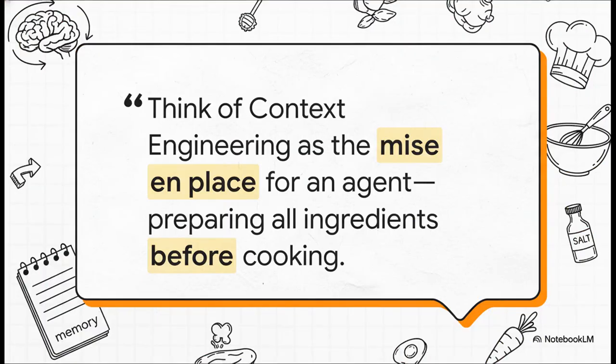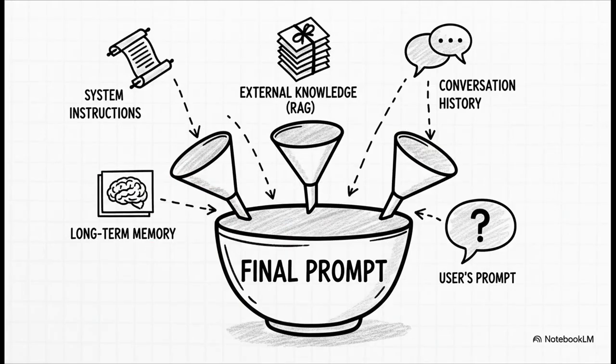And I absolutely love this analogy because it just clicks. Think of a chef. A great chef doesn't just start throwing things in a pan. No, first they do their mise en place, they gather everything, they chop it, they organize every single ingredient. Context engineering is exactly that, but for an AI. It's the prep work to make sure it has all the best ingredients ready to cook up a brilliant response for you. And what are these ingredients?